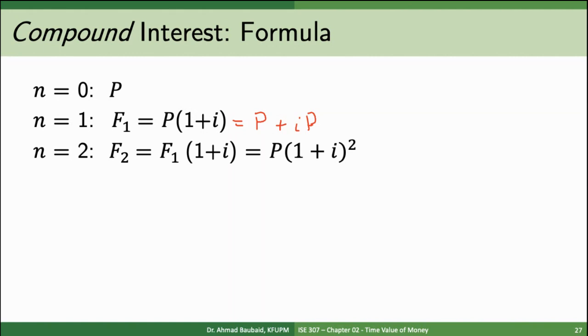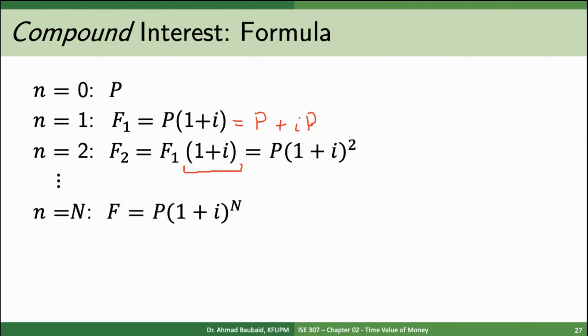So F2, the future value, we're going now from year 1 to year 2. We take the value in F1, and then we apply interest to it. Again, you could just multiply by 1 plus I whatever value you had from F1. What is F1? I already know, it's P times 1 plus I. So it's P times 1 plus I times 1 plus I, which is P times 1 plus I squared. And you can see that inductively, if you keep going, you'll always find the following.